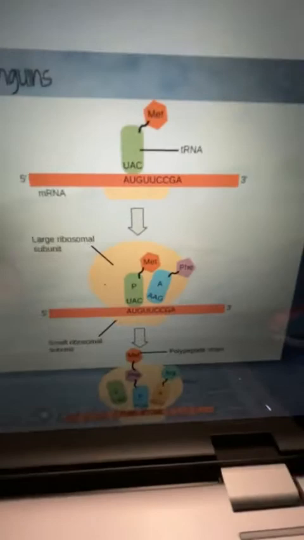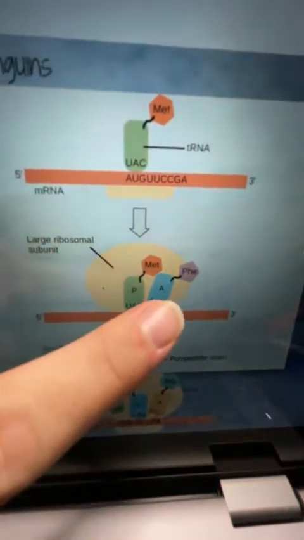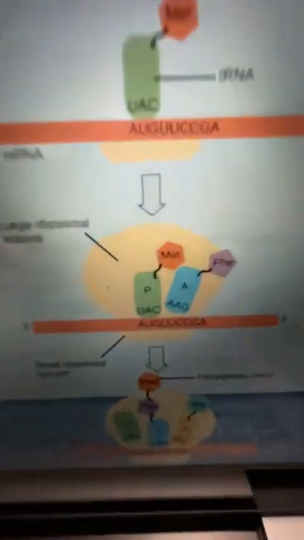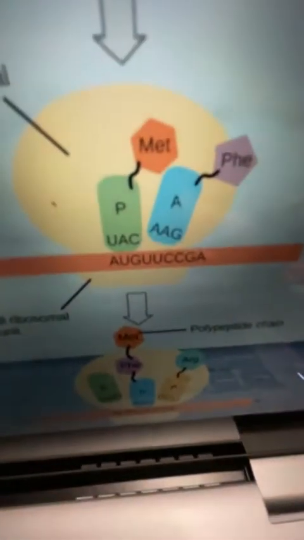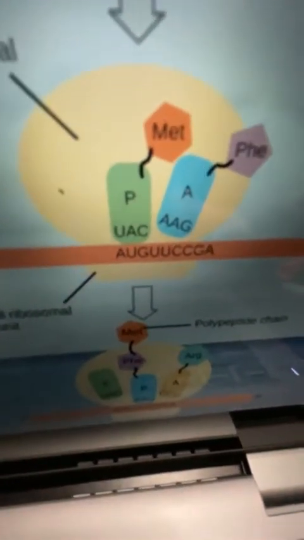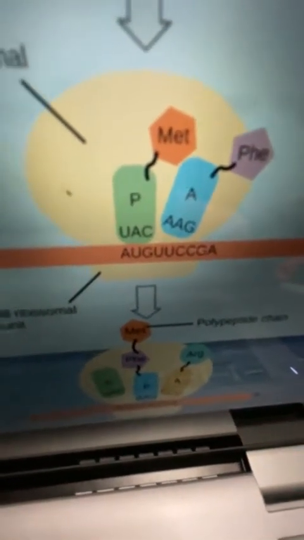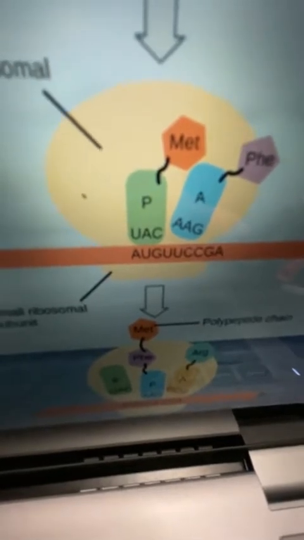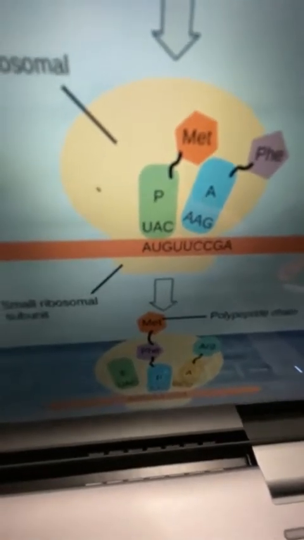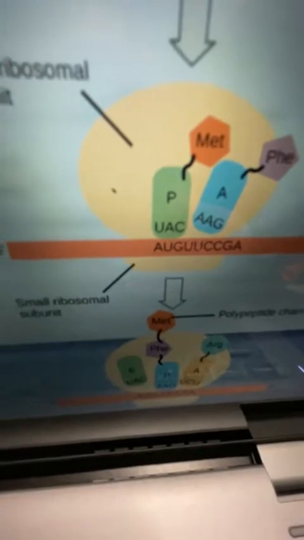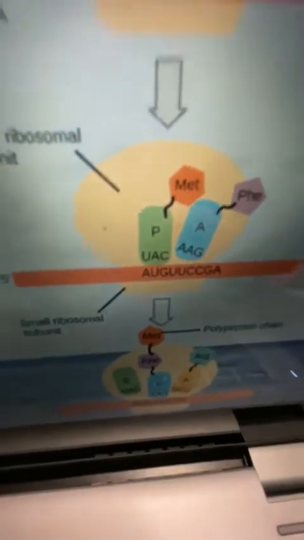So next, we're going to have that A site, right? The A site is where the new amino acid is going to come in. Notice that it complementary base pairs. So we have a UUC, so the AAG pairs up with it, and it's bringing in that phenylalanine. That methionine moves over into the P site. And of course, our E site is currently empty.